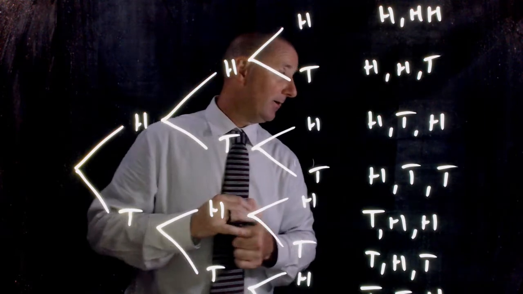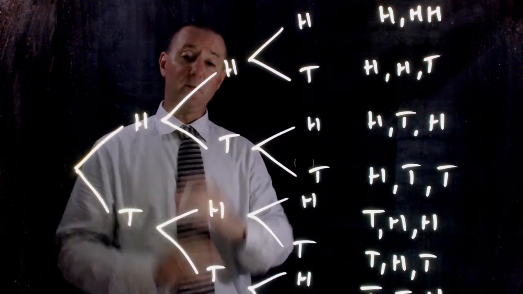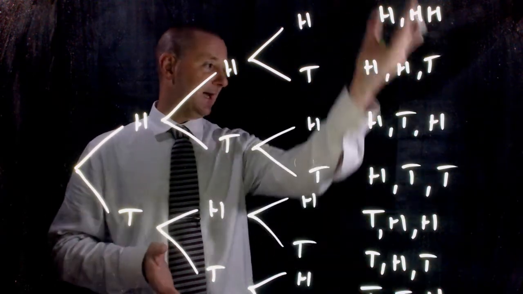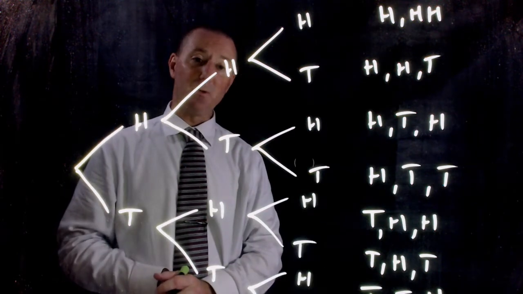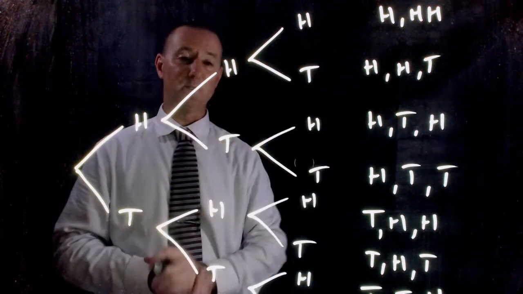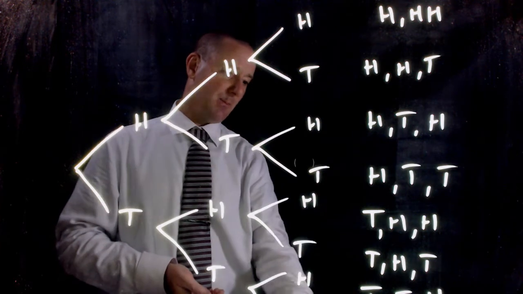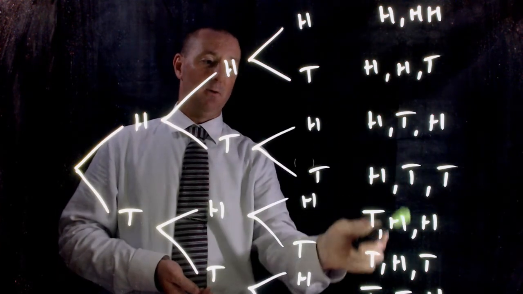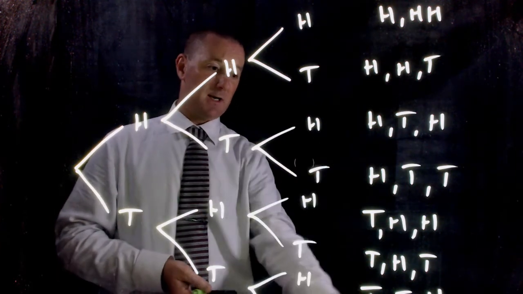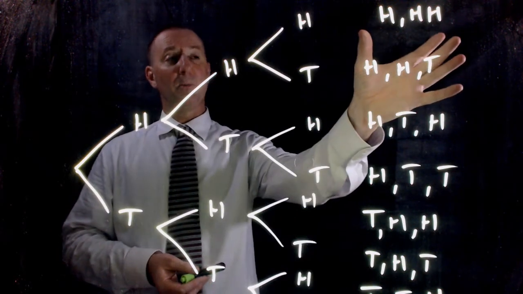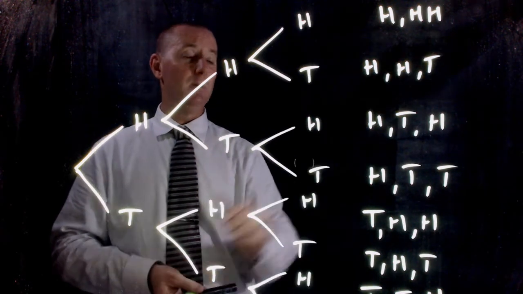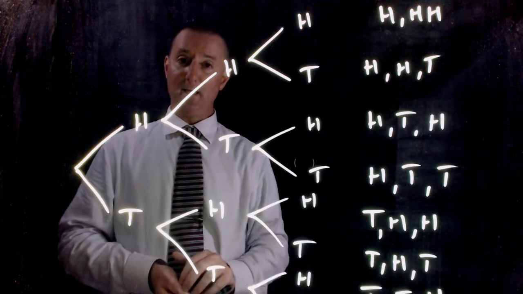And so this tree diagram has allowed us to logically go through all of the possibilities and list all of the possible outcomes that we could have got in 3 tosses of the coin. So when we add these up, you can see that there are 8 possible outcomes, and so that means that the probability of getting 3 heads in a row would be 1 chance in 8.